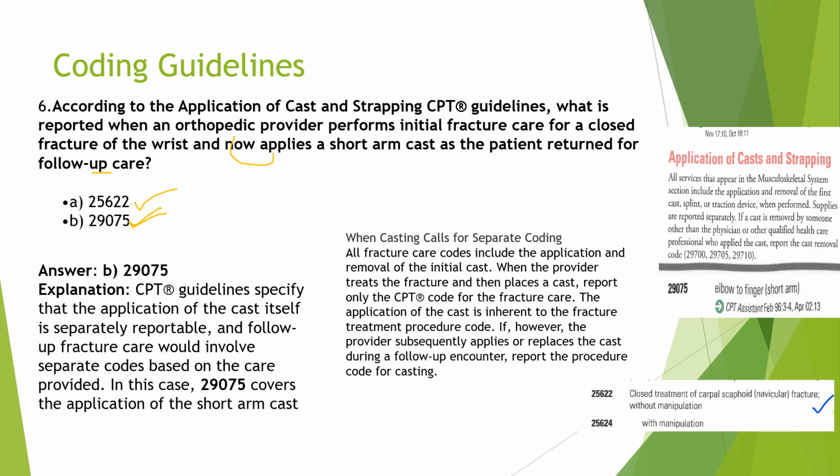When casting calls for separate coding: all fracture codes include the application and removal of the initial cast when the provider treats the fracture and then places the cast, and report only the CPT code for fracture care. So this is regarding the initial fracture care visit. Next, the application of cast is inherent to the fracture treatment procedure code. However, if the provider subsequently applies or replaces the cast during a follow-up encounter, then report the procedure code for casting. So I am taking this question as a follow-up and I am assigning the code for casting, 29075. Whatever question may come regarding the fracture care guideline, refer to this guideline, understand it, and give the appropriate CPT code.